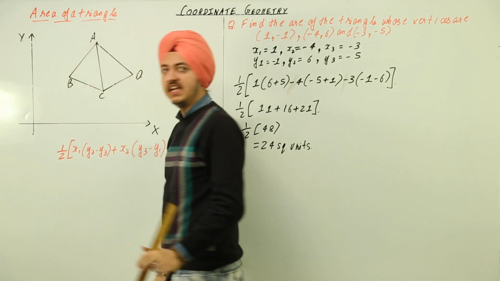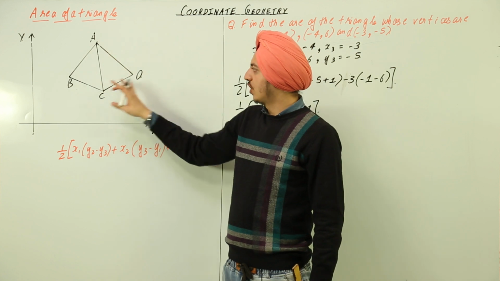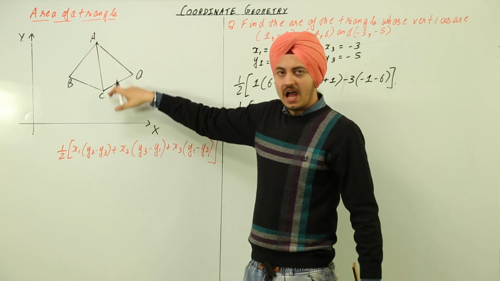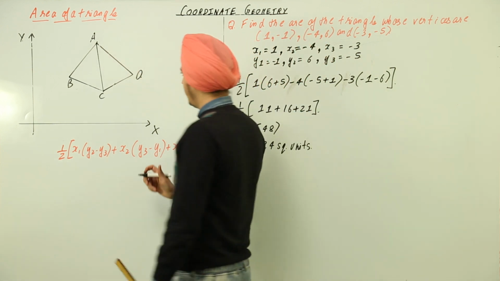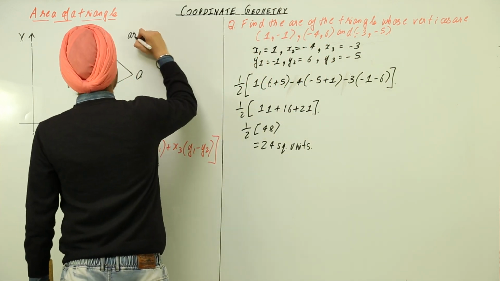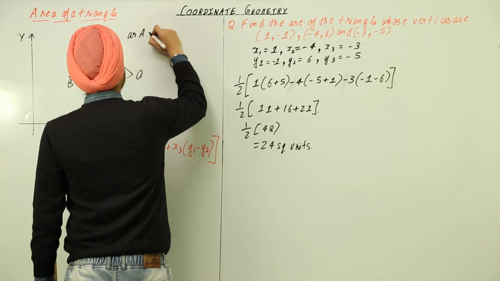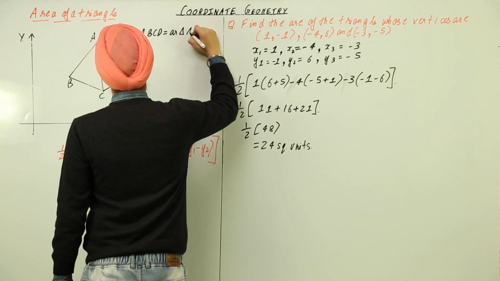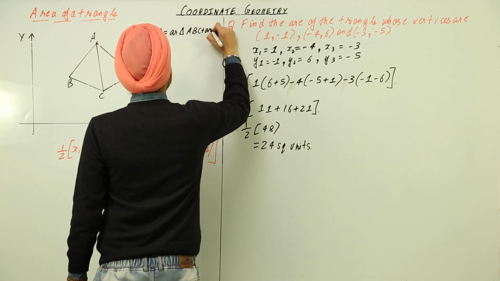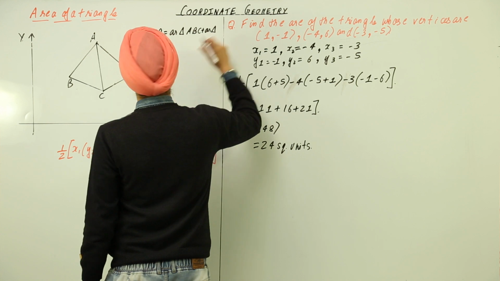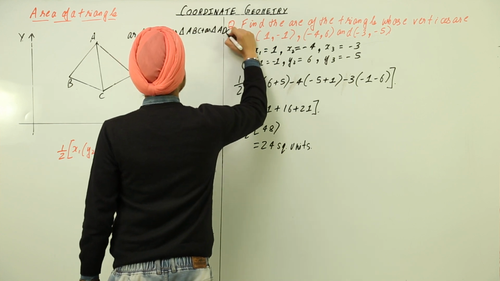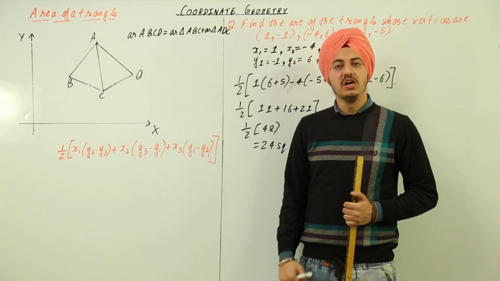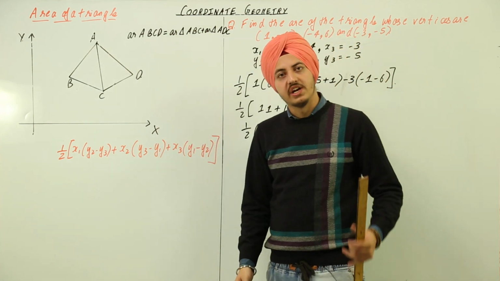So I join AC. Now to find the area of this quadrilateral ABCD, I have to find the area of triangle ABC and the area of triangle ADC. Area of quadrilateral ABCD is equal to area of triangle ABC plus area of triangle ADC. Okay, so this is how we find the area of a quadrilateral in the coordinate axis.